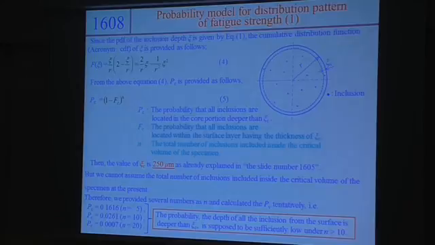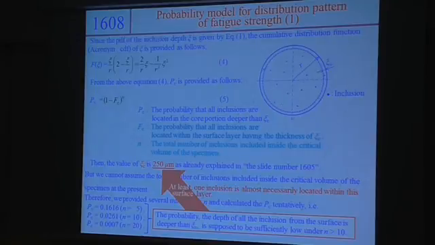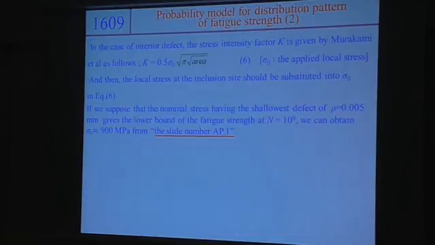As a result, the probability that the depth of the inclusion from the surface is deeper than xi is supposed to be sufficiently low under n greater than 10. At least one inclusion is almost necessarily located within this surface layer. In the case of an interior defect, the stress intensity factor K is given by Murakami et al. as follows.